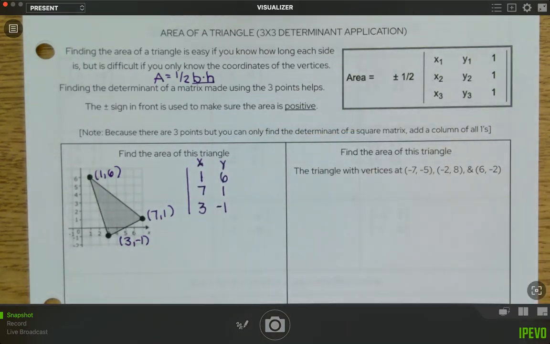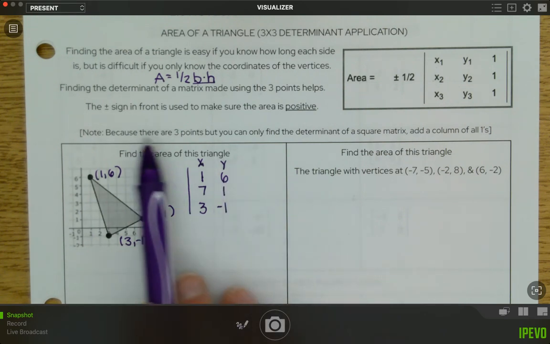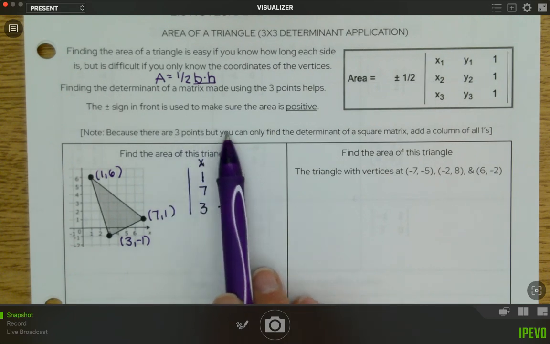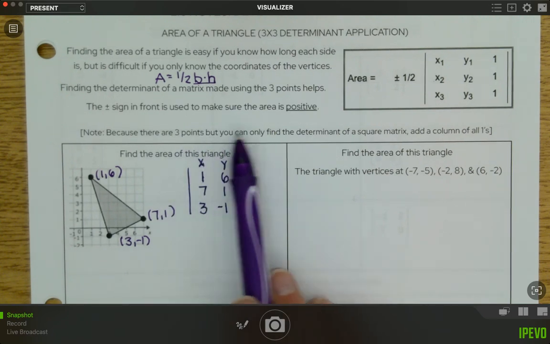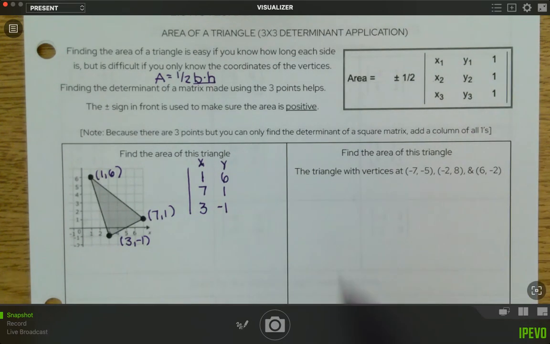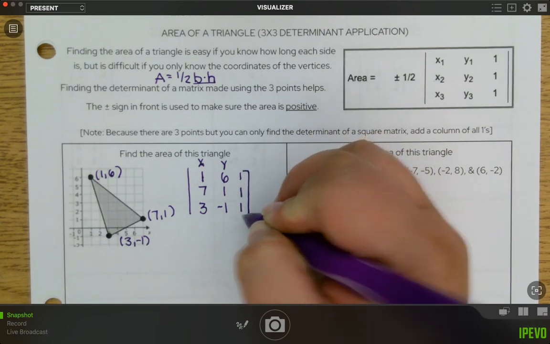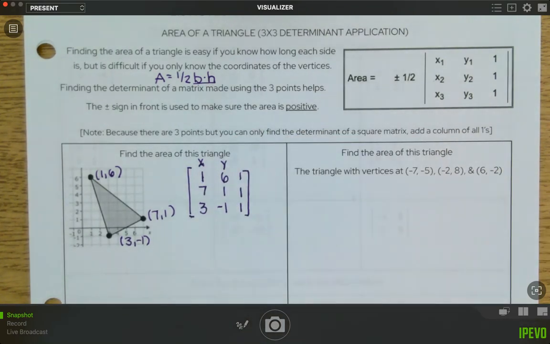What you'll notice is I have three rows and only 2 columns. But in the determinant notes, I said you could only find the determinant of a square matrix. So because there are only 3 points, and each point has an x and a y, and you can only find the determinant of a square matrix, we add this column of all ones at the end. And it does make a difference that it goes at the end, by the way. So here is my matrix, and what we're going to do is multiply the determinant by 1/2.